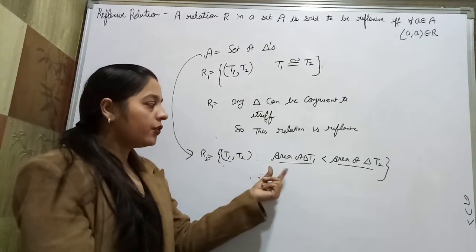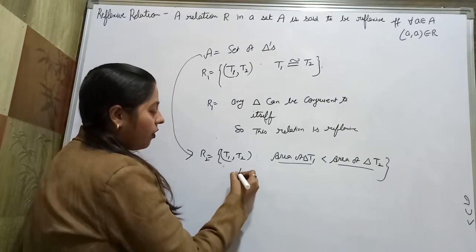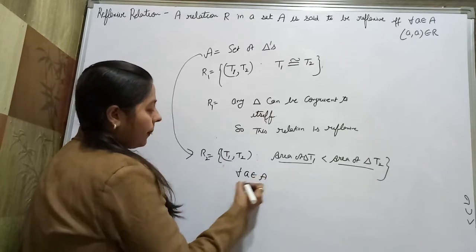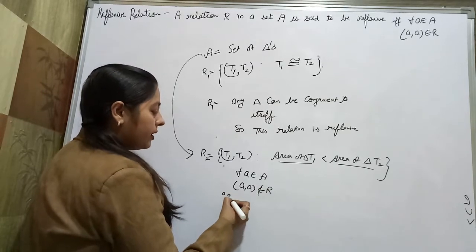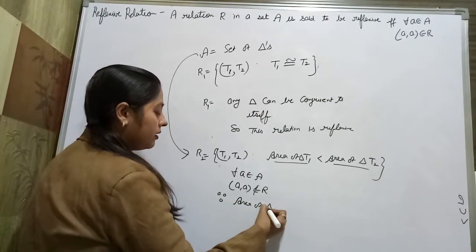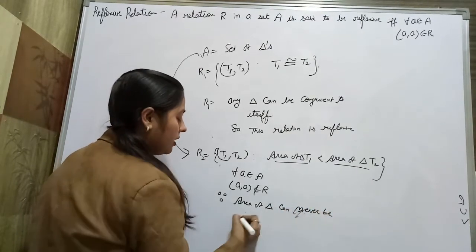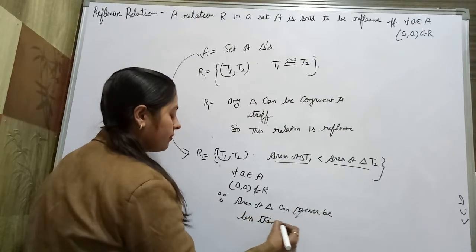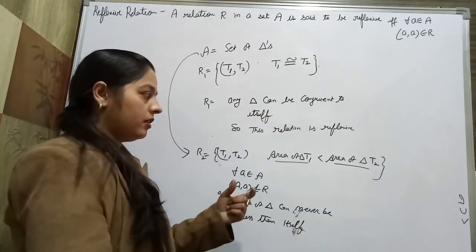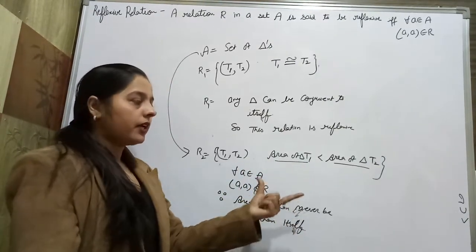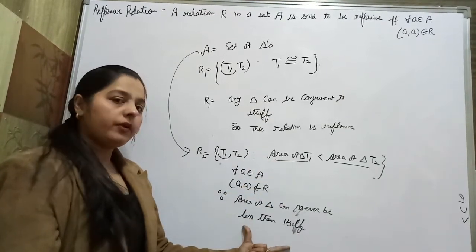For a reflexive relation you may quote both triangles the same. So for a reflexive relation, how will you write it? That for all A belonging to set A, (A, A) does not belong to R. Why? The reason is that the area of a triangle can never be less than itself, right? So what you will say is that an area being less than itself can never give a reflexive relation. So this type of relation will not be reflexive.